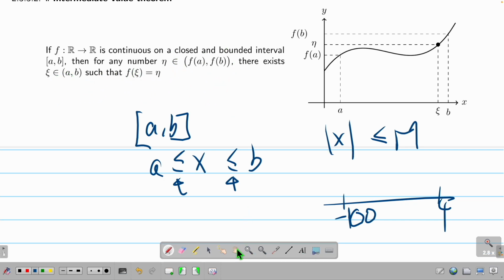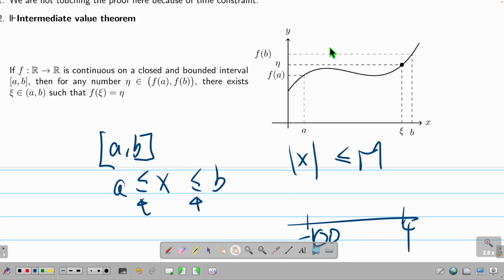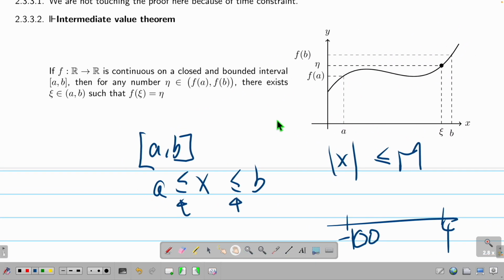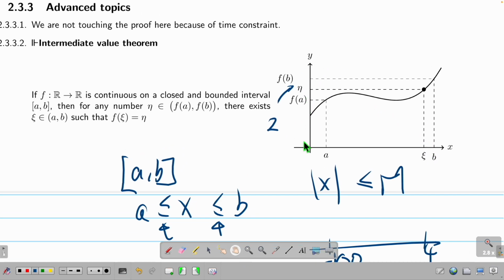What the heck? So it's saying that if this guy is continuous between a and b, now you challenge me. You throw me a number eta. Let's make it simple. Let's say you throw me 2. Okay, you throw me a number 2. You are asking, is there some x that gives you 2? I said yes. There exists some x that gives you 2. That's the idea. So let me recap.